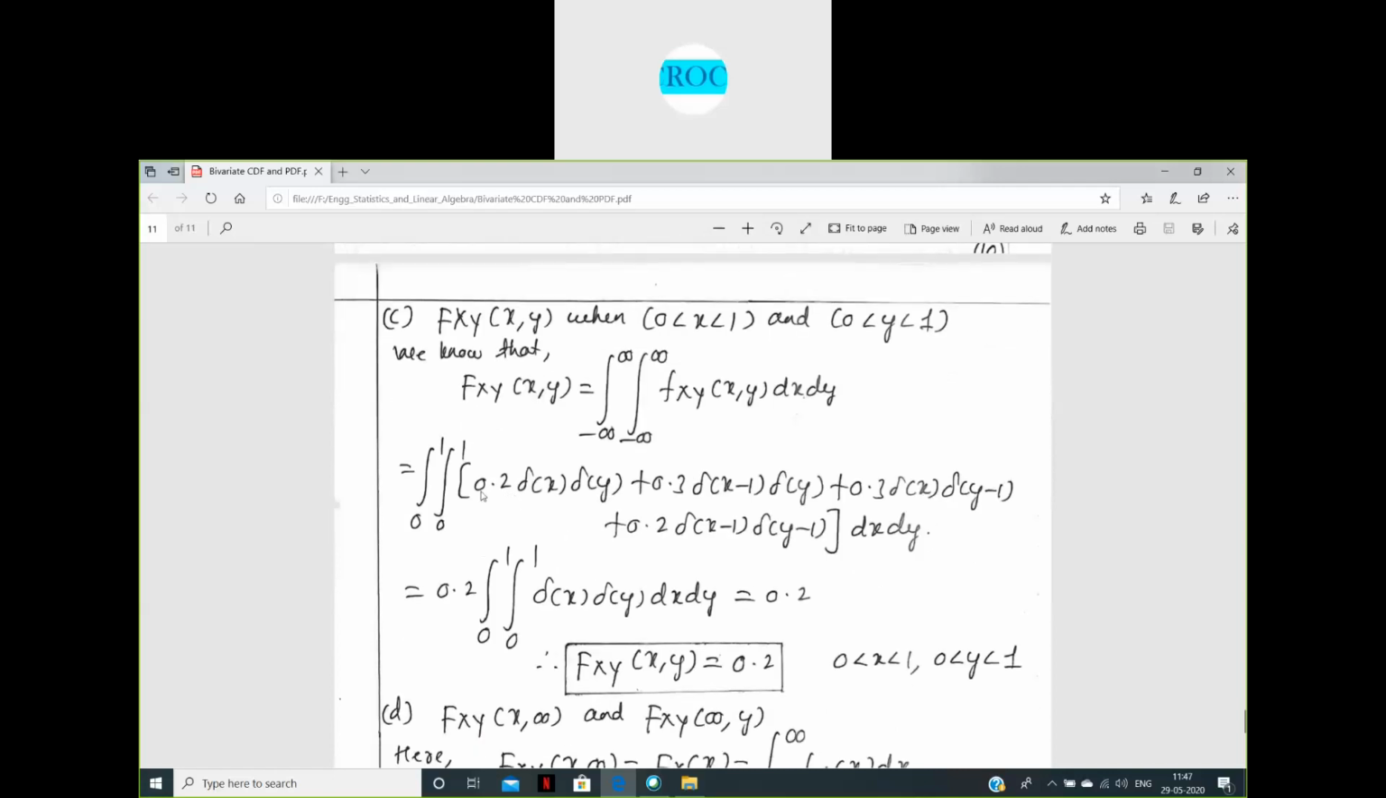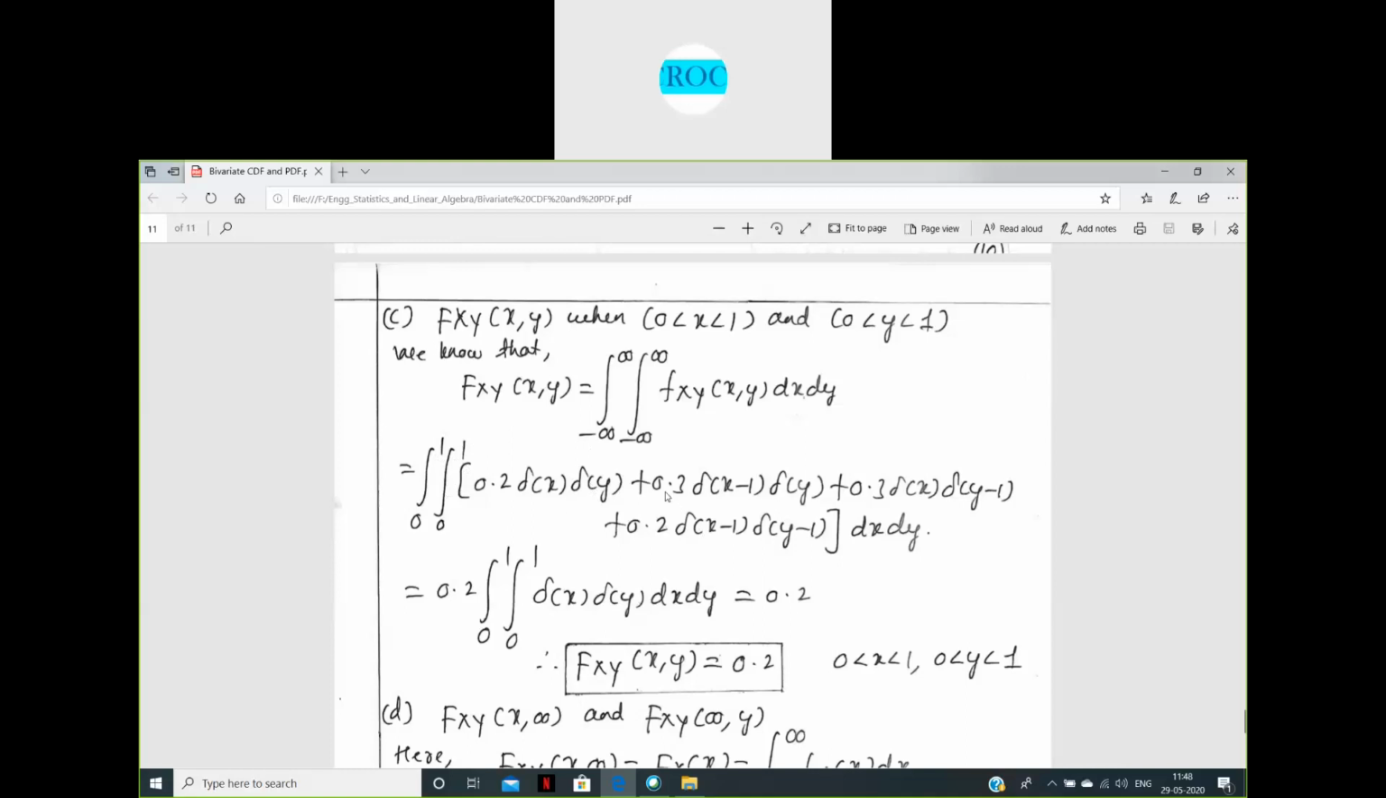Now if you see the first term, the limits are 0 to 1, 0 to 1. So the integration is 0 to 1, 0 to 1, and the first term is 0.2 δ(x)δ(y) dx dy. So 0.2 times the integration 0 to 1, 0 to 1 of δ(x)δ(y) dx dy. Now we know by the formula that the integration 0 to 1 of δ(x) dx is equal to 1. Similarly the integration 0 to 1 of δ(y) dy is equal to 1. So when we evaluate the integration, what we get is only 0.2. This is equal to 0.2.